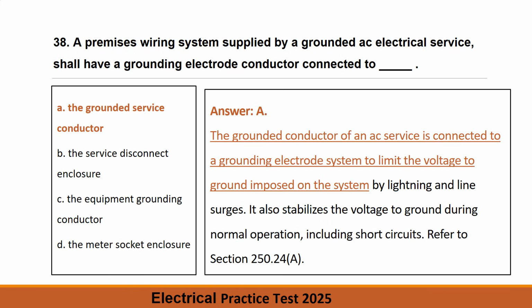Answer, A. The grounded conductor of an AC service is connected to a grounding electrode system to limit the voltage to ground imposed on the system by lightning and line surges. It also stabilizes the voltage to ground during normal operation, including short circuits. Refer to section 250.24, A.